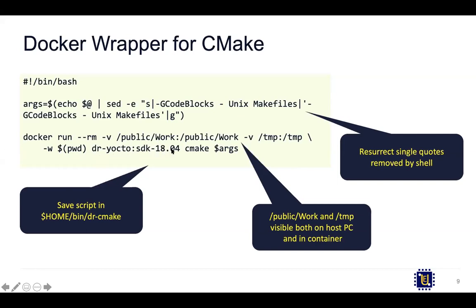That's the name of my Docker container. And then the final two arguments are the forwarded CMake call. So it just forwards the CMake call to Docker and runs it in the Docker container. So that's in the right environment. That's the idea.